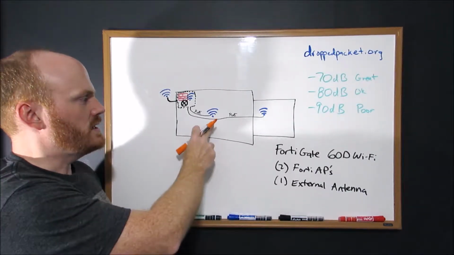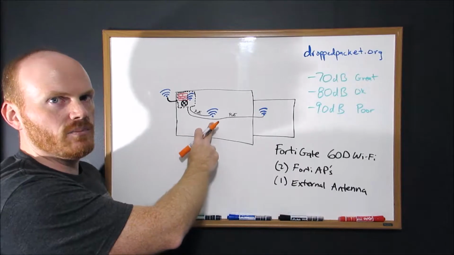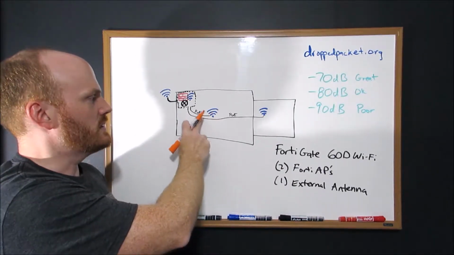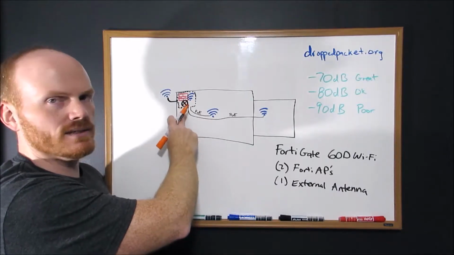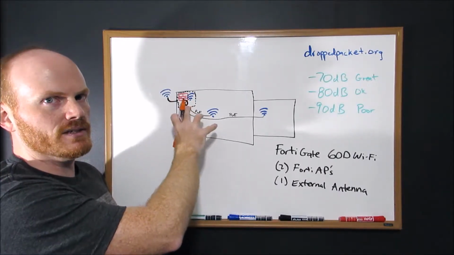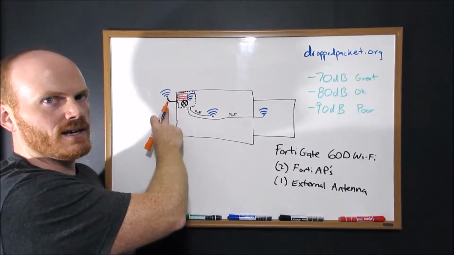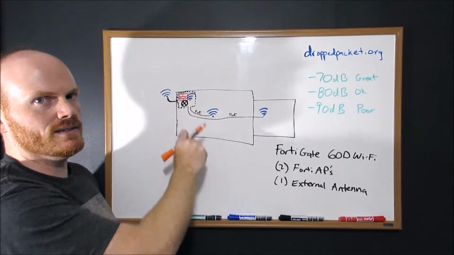So what I did is I went on eBay and I bought another FortiAP, and I stuck it right in the center of the house on the first floor. Connected it back with PoE, again to the 60D, so now everything's centrally managed. I also put an external antenna on the side of the house, connected it to the 60D.